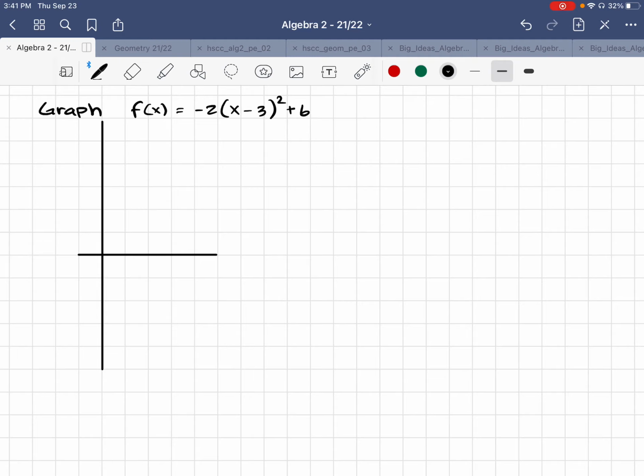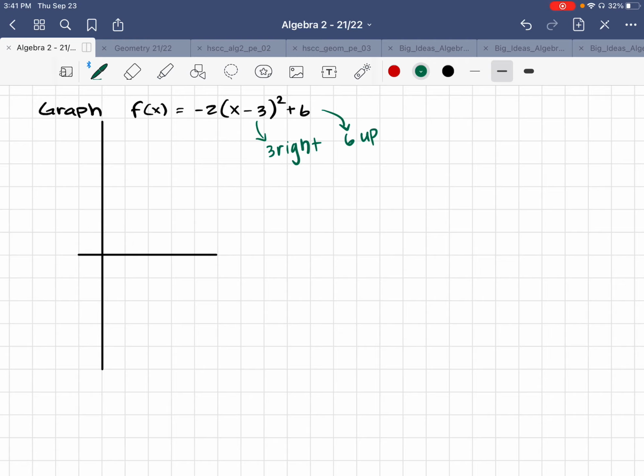So the first thing you're going to do is figure out what your shift on the graph is going to be. So this right here, I would say it's a shift by 3. So we're going to translate 3 right. And then this one over here tells us that we're going to go 6 up. And this tells us something about the vertex of our parabola.